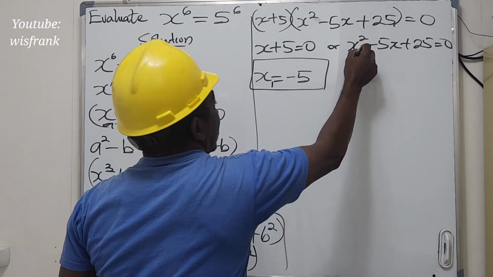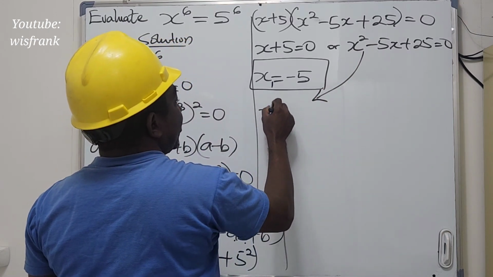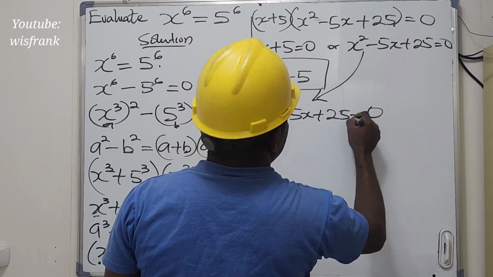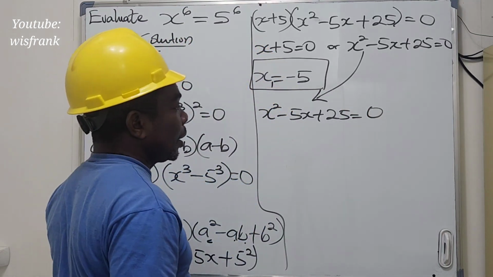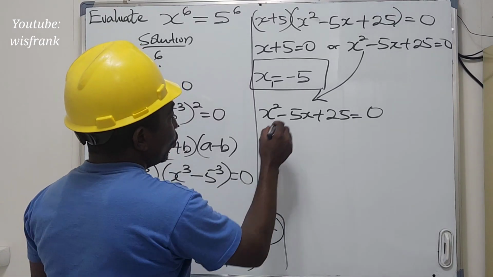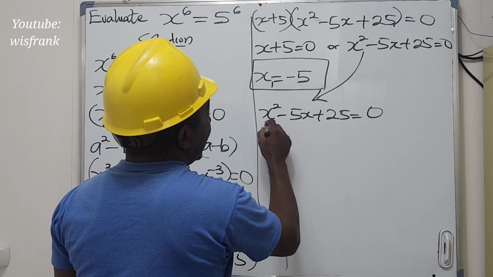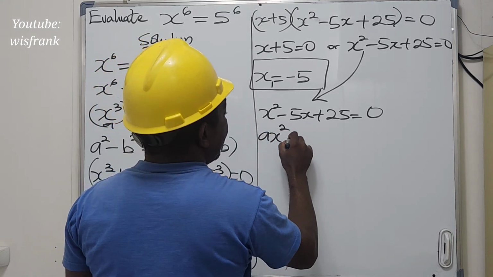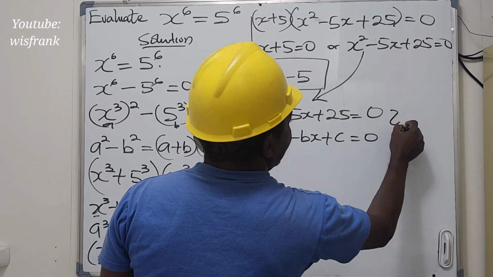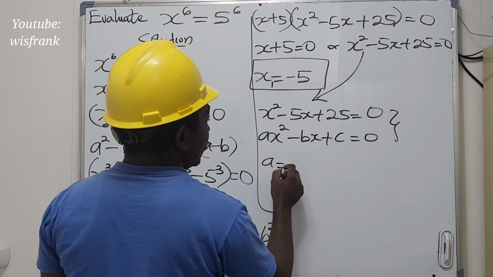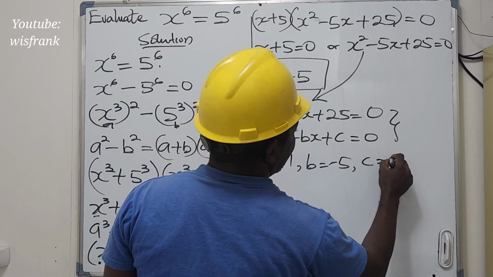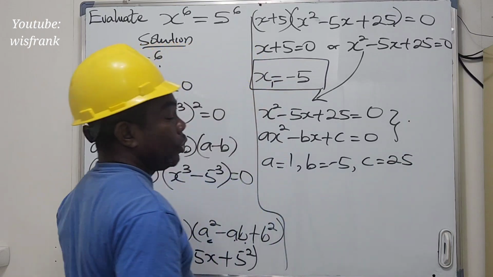Taking the other one, we bring down x to the power of 2 minus 5x plus 25 equals 0. Here, this is a quadratic equation, and we are going to use the quadratic formula to find the solution of x. Comparing that with the quadratic form, which is ax to the power of 2 plus bx plus c equals 0, comparing these two, our a will be equal to 1, then our b equals minus 5, then our c equals 25. We compare the two equations.